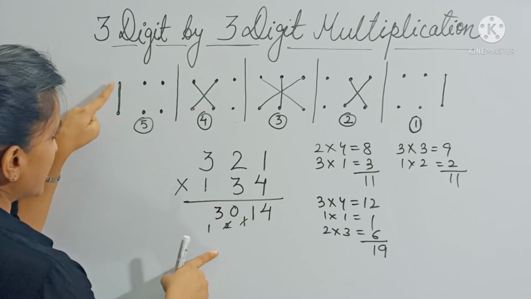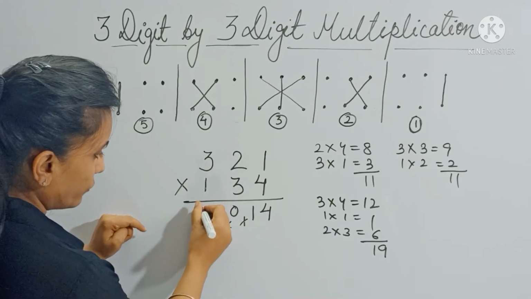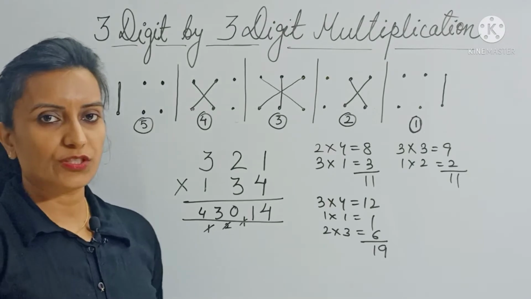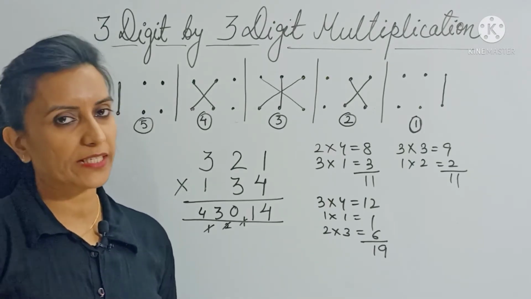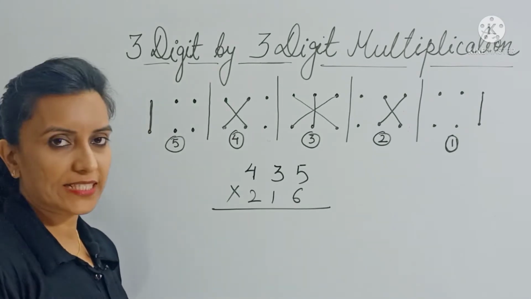And the last one is multiply the tens place digit. So 3 ones are 3 plus 1, 4. So your answer is 43,014. So let's do one more question, and this time let's work on the speed. Now let's multiply 435 by 216.